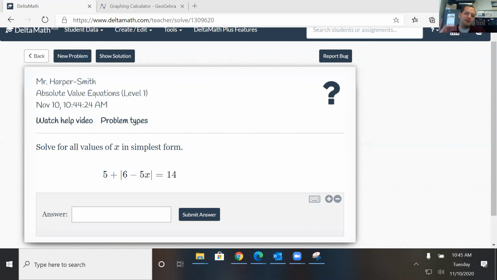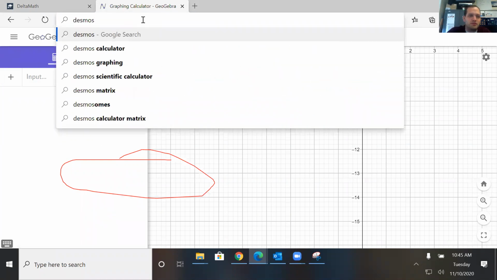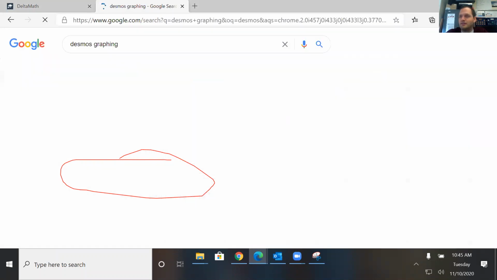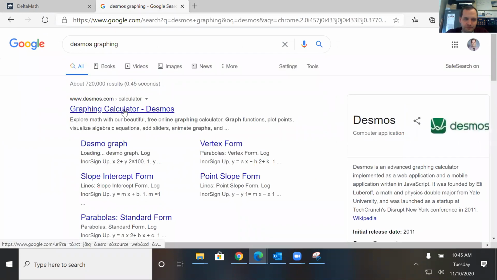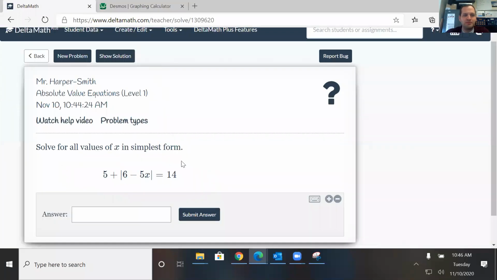So here's how we do it when we're wanting to solve these equations. We're going to try to graph this using Desmos. Actually, this is GeoGebra. We want to go to Desmos graphing. So we've got a graphing calculator. Awesome. I'll drop a link for this down below. So we've got our Desmos calculator. Perfect. I'm going to need to set this up.